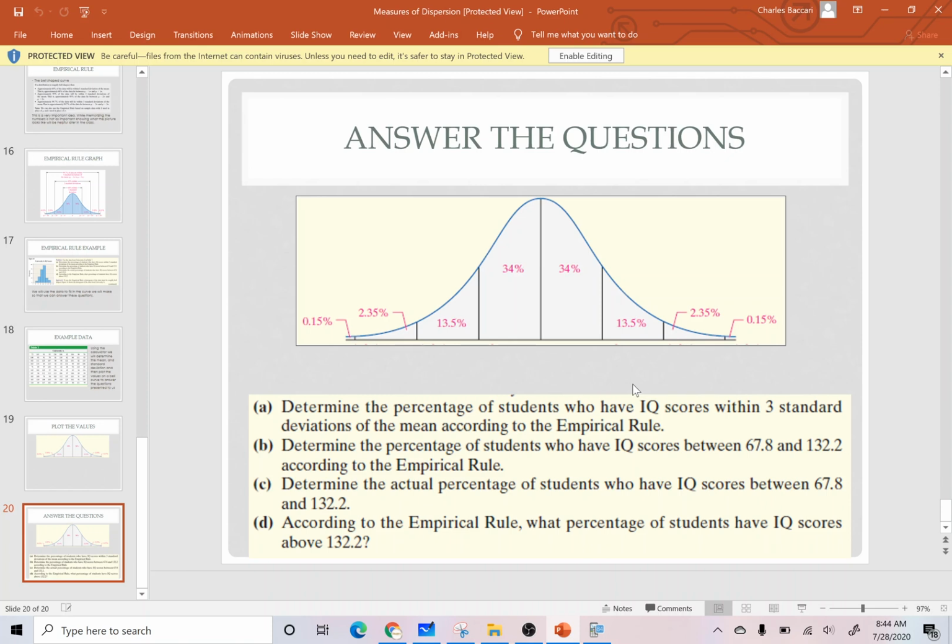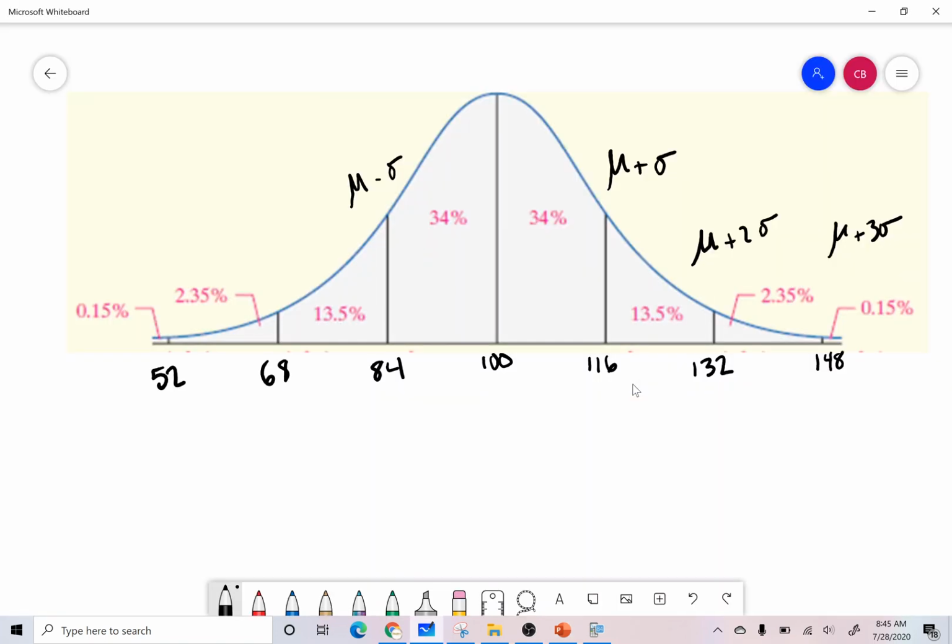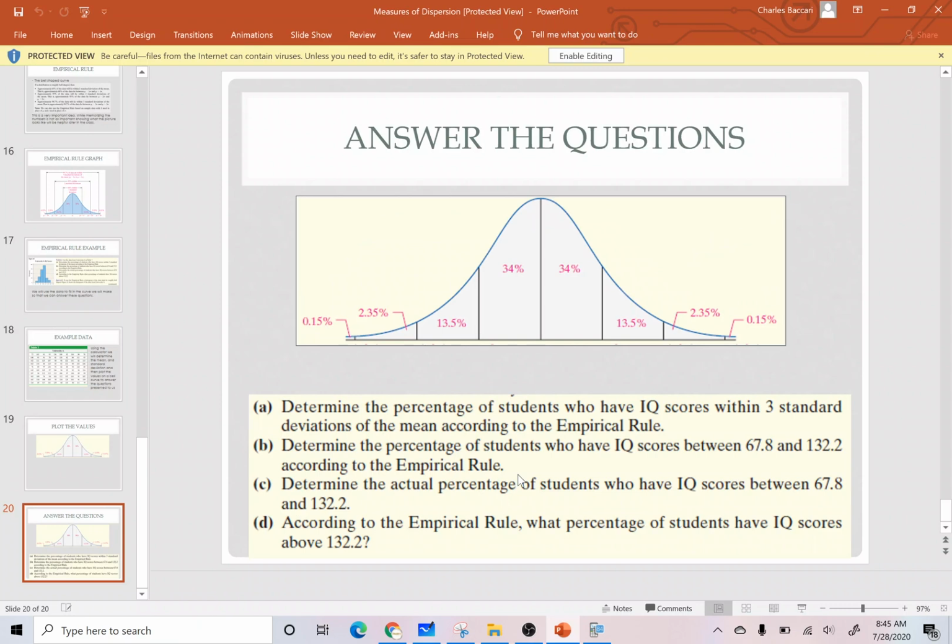Determine the percentage of students who have scores between 67.8 and 132.2. So if we look, 67.8 is like right here, which is a little bit outside, but who cares? And then 132.2 is a little bit outside. So I think it's safe to say that that falls within about 2 standard deviations on both sides. So that would be the 95% because it's from here all the way over to here based on the empirical rule. Now determine the actual percent.